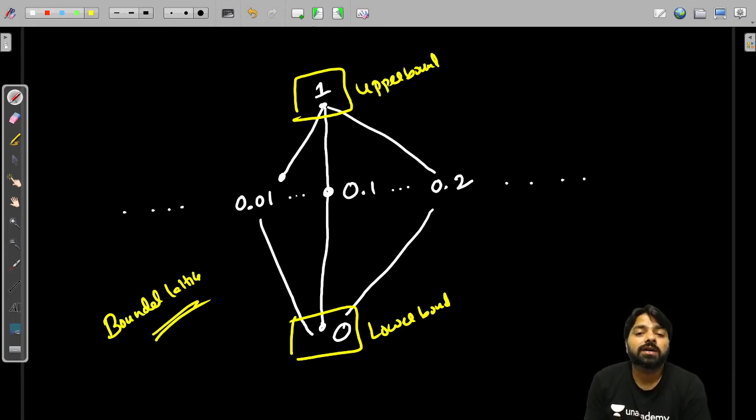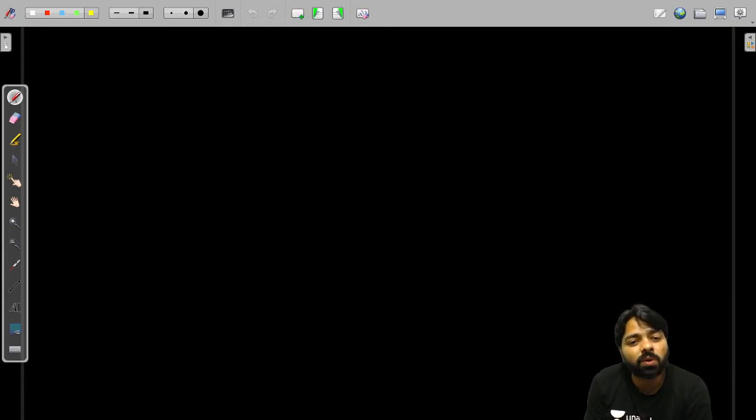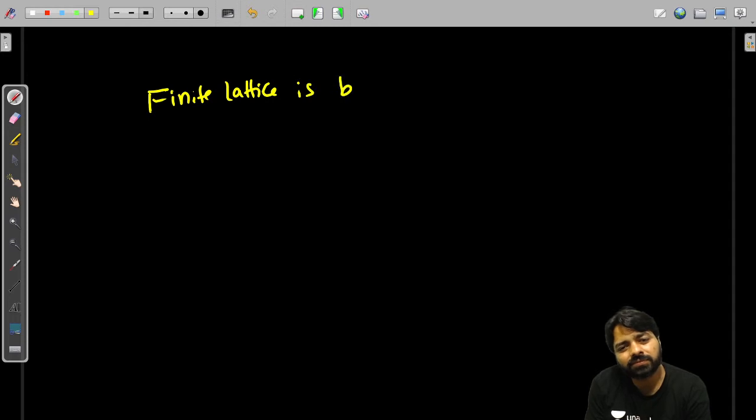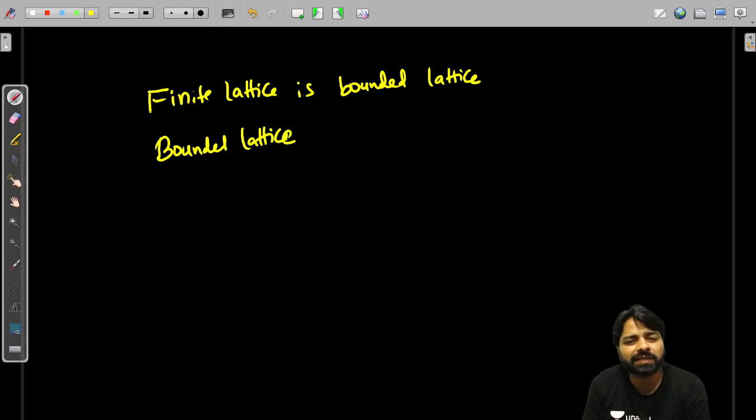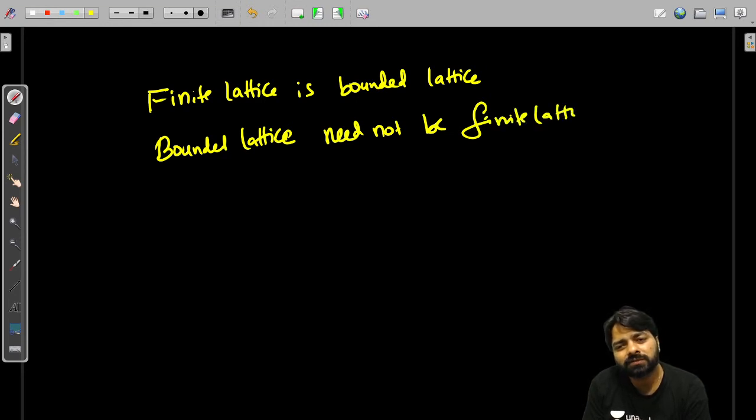Yes, very good point. A finite lattice is always bounded, no doubt. Finite lattice always bounded, exactly. But bounded need not be finite. Bounded sometimes can be infinite. Need not be a finite lattice. Good point. Everybody keep these points.